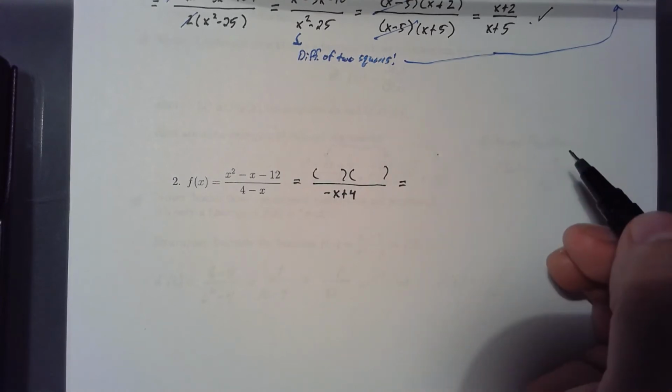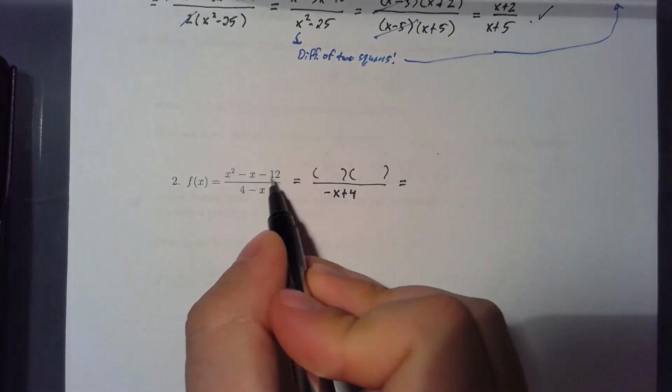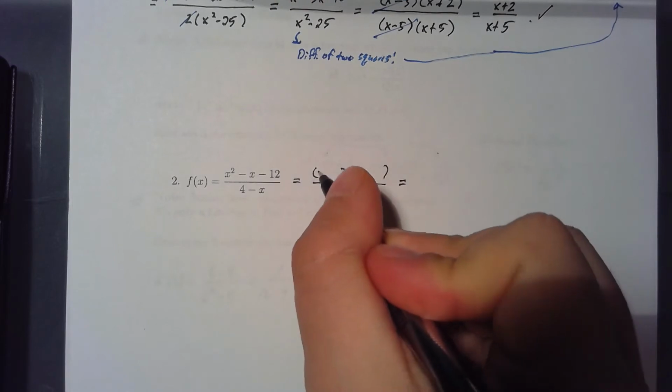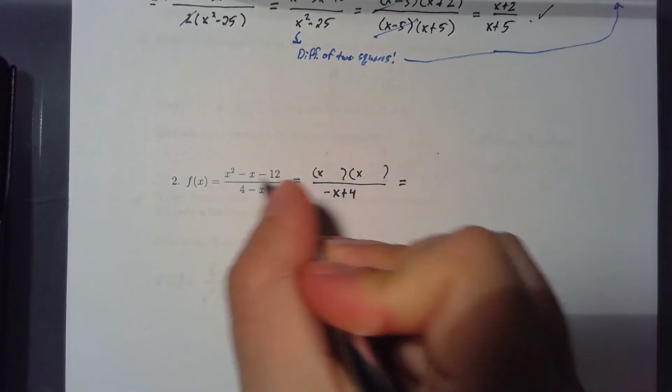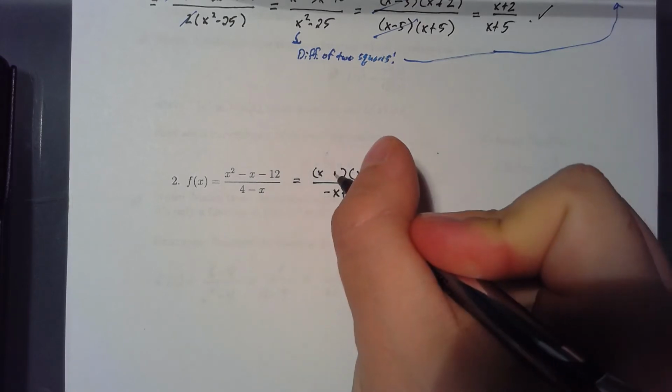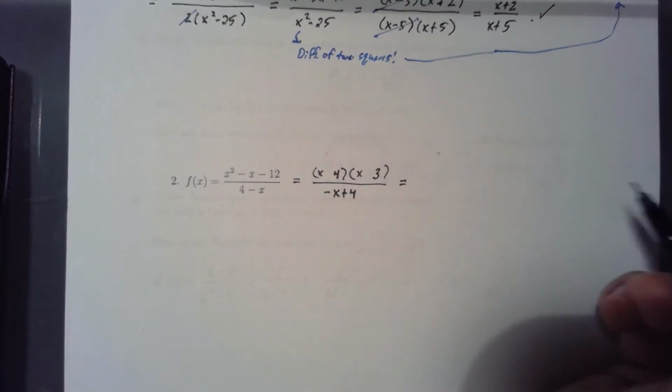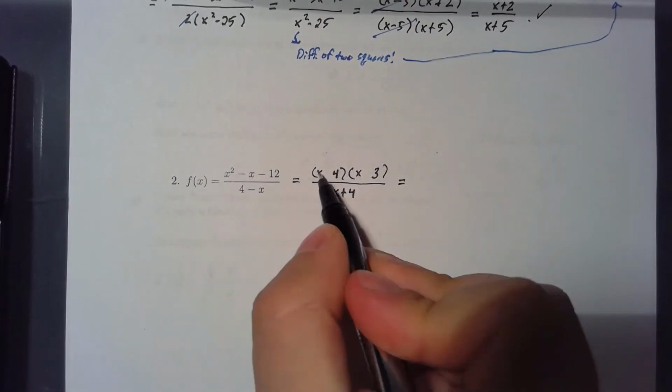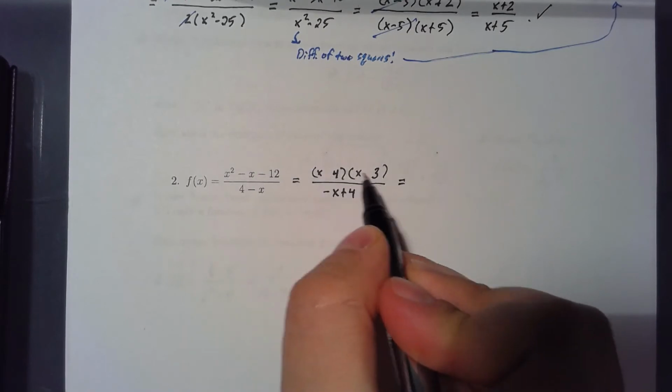Now, let's factor the top. So, x and x. Which factors of 12 give me negative 1? Well, 4 and 3. Since this is negative, the greater of the two should be negative.